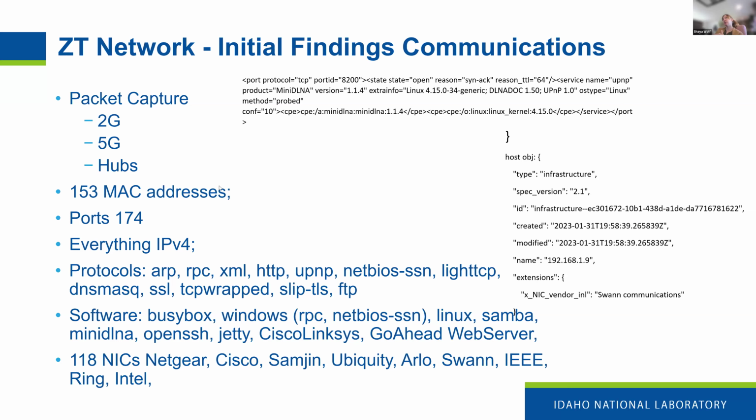In our actual testbed right now, the last time I checked anyway, it was around 150 MAC addresses, 170 ports. Everything is IPv4. Tons of different protocols, software. Really what we're looking for is a rich distribution or variety of different devices, protocols, anything under the sun that you might see in a building technology.